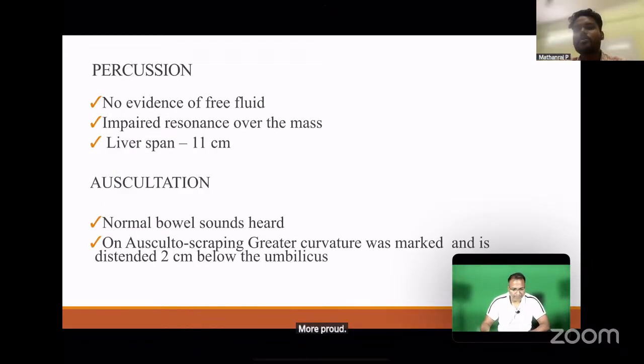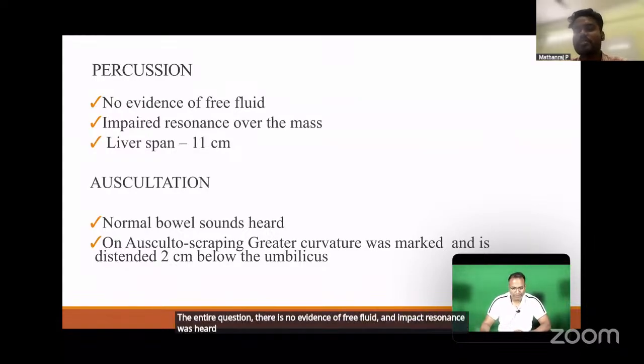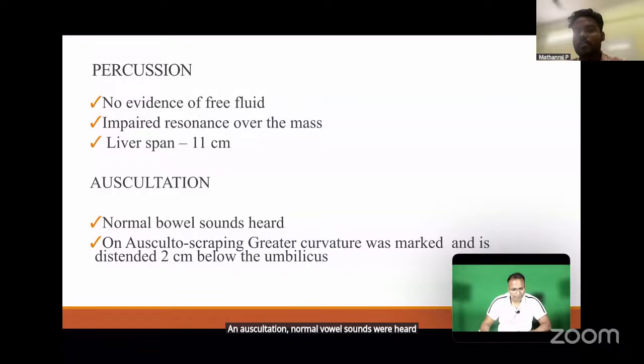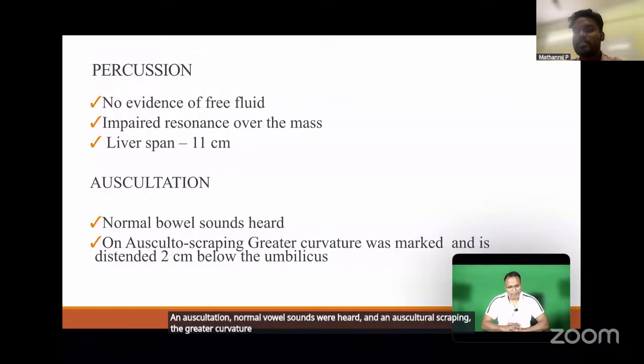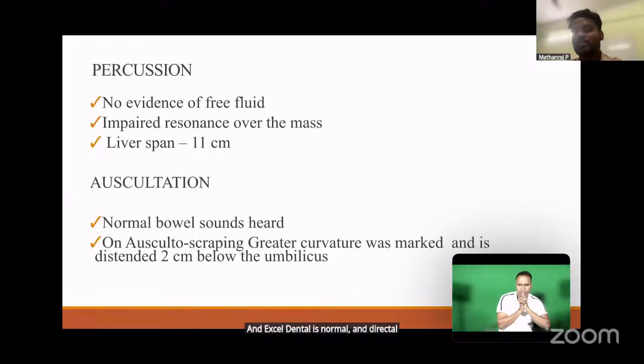On percussion, there is no evidence of free fluid, and impaired resonance was there over the mass, and the liver span was 11 centimeters. On auscultation, normal bowel sounds were heard, and on auscultoscraping, the greater curvature was marked and distended 2 centimeters below the umbilicus. So the stomach is distended. External genitalia is normal, and per rectal examination is to be done.